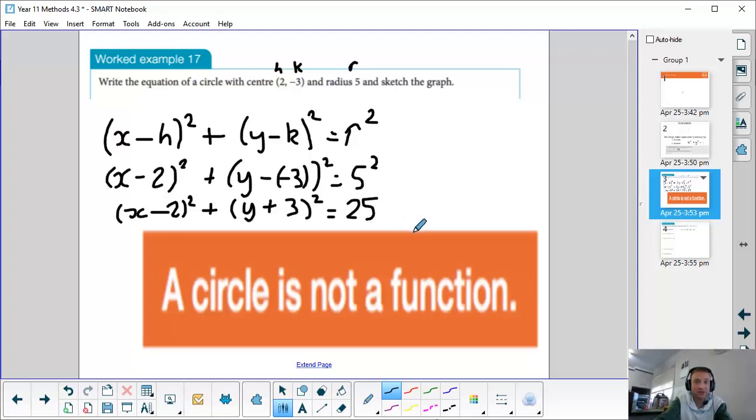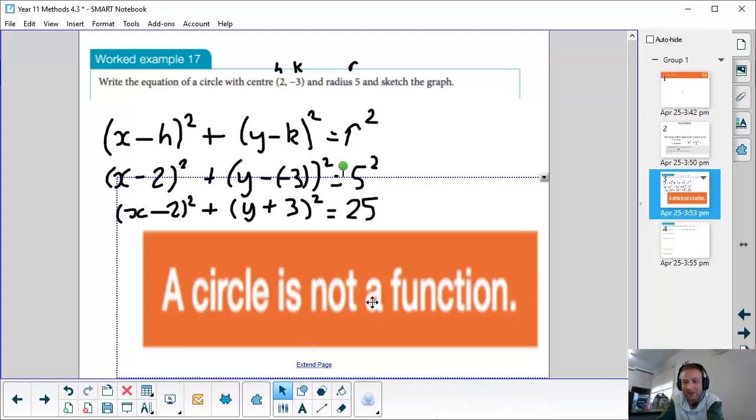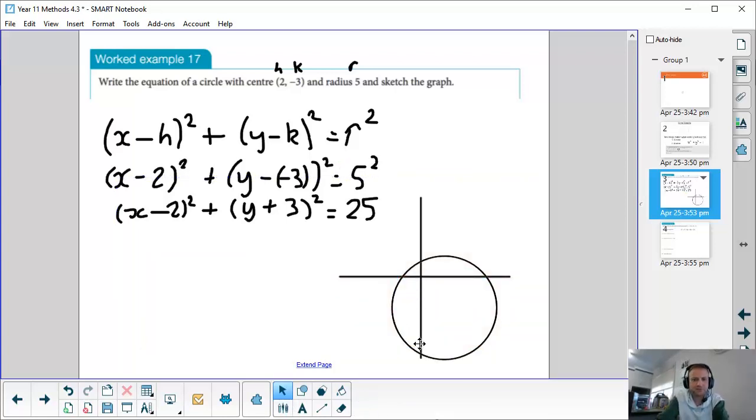Okay, so we've written the equation of it. Then we have to sketch the graph. Okay, so the other reason I've got this thing here is it was covering up my graph. Okay, so I've got my set of axes drawn up. I've got my center. My center is across at 2 and down at negative 3. Okay, so you can put a little dot there if you want.